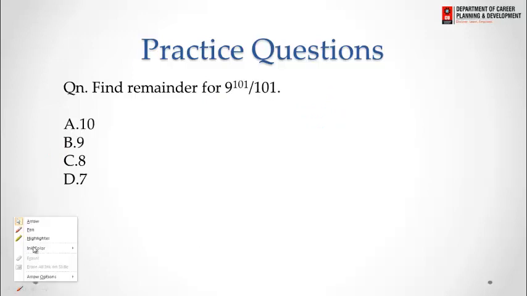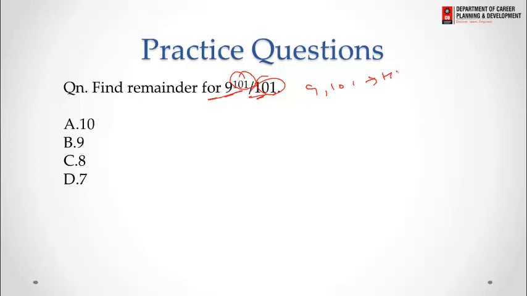Now the next question: 9 power 101 divided by 101. Here the power and the base are the same, and 9 and 101 are co-prime numbers, because 9 and 101 have their HCF as 1. Whenever we have this, as per Fermat's theorem, the answer is option number B, that is 9.